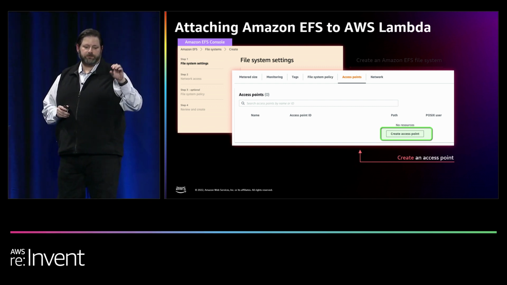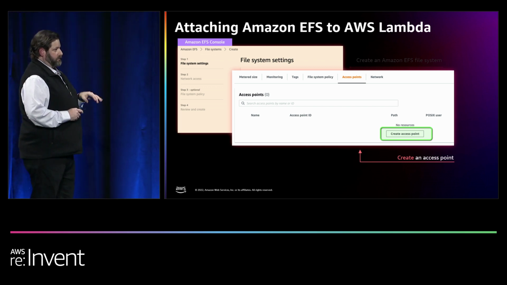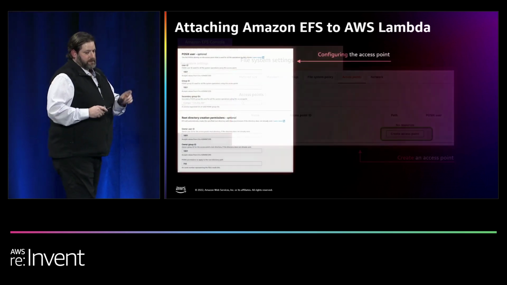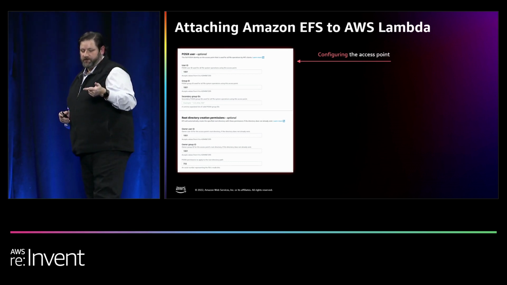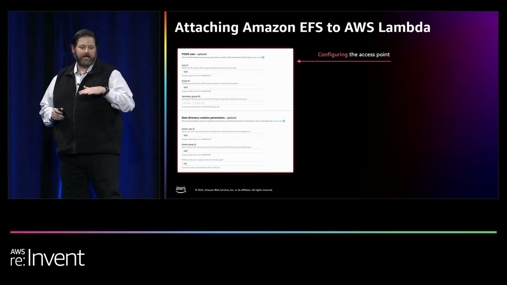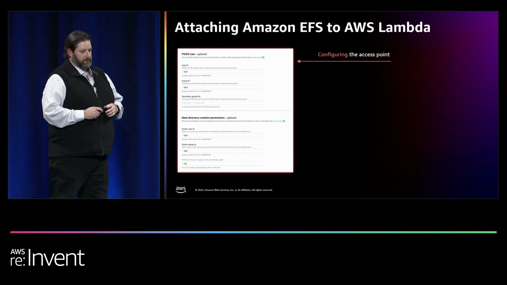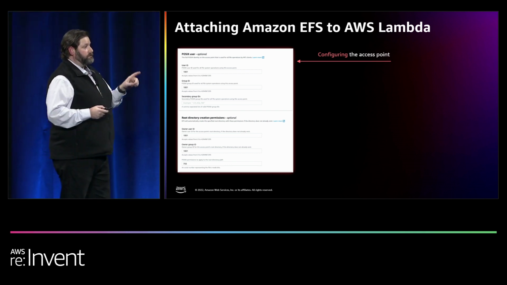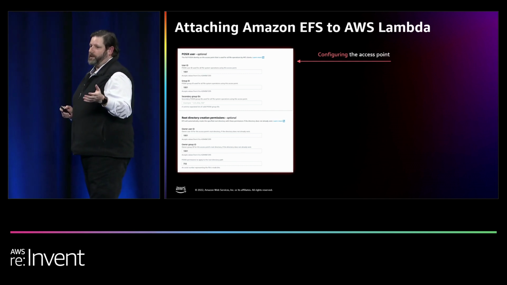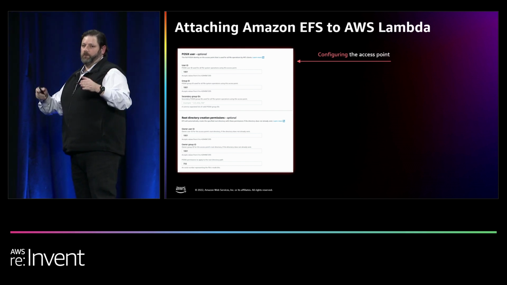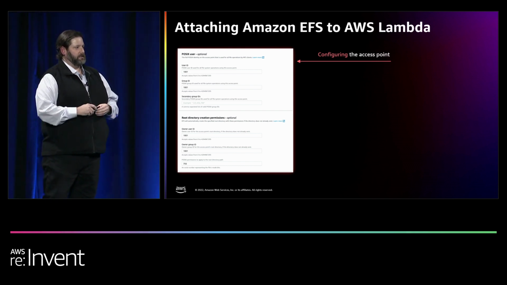Access points provide application-specific entry points into the file system data. With access points, you can synchronize permissions and prevent privilege escalation by enforcing the identity of all inbound connections that are using that access point. This is particularly useful with serverless functions where there's no first-class notion of POSIX identity. This is the place where we can really start to build walls to maintain separation between the things that need to be separated.